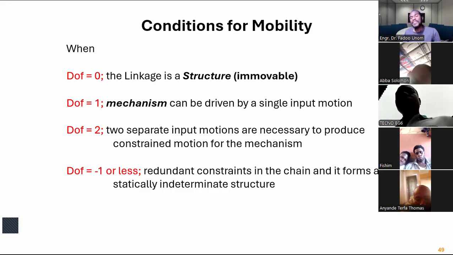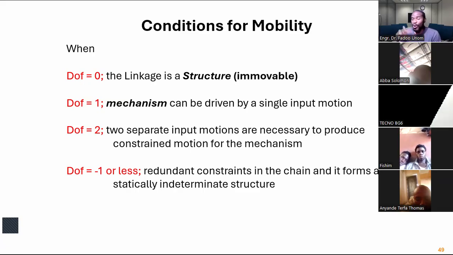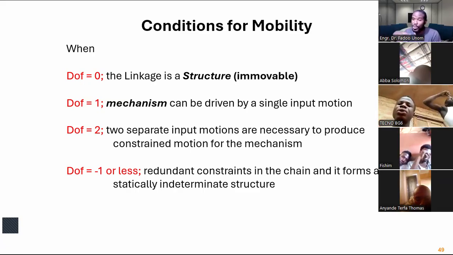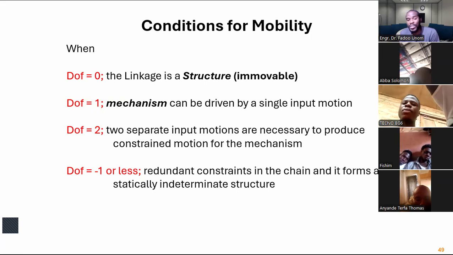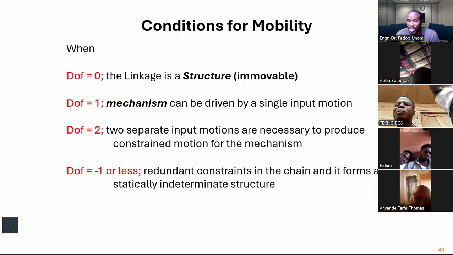If it has a degree of freedom of 1, then the mechanism can be driven by a single input motion. You just need to move one of the links and all the other links will move completely relative to the input that you've made. If it has a degree of freedom of 2, you need 2 separate input motions to produce the desired and constrained motion that you want in that mechanism. So these are the conditions for mobility.